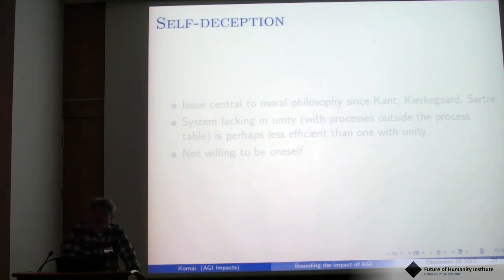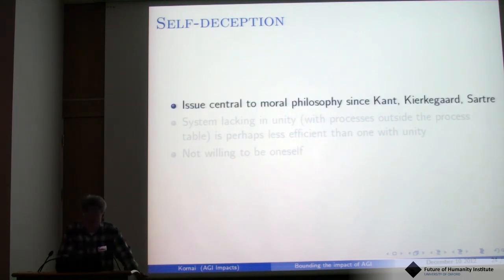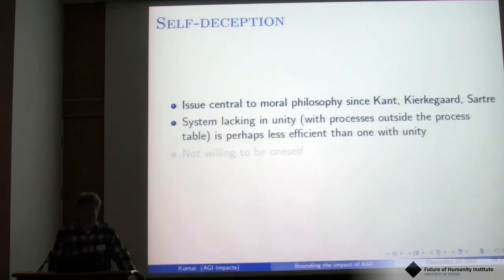So the next issue is self-deception, a very big issue. It is basically central to moral philosophy since Kant, Kierkegaard, Sartre. Anybody who has been doing moral philosophy in the past few hundred years was concerned with this and with reason. So there is a hope. This is more a faint hope than something like a proto-theorem that you only have to harden up and prove mathematically.